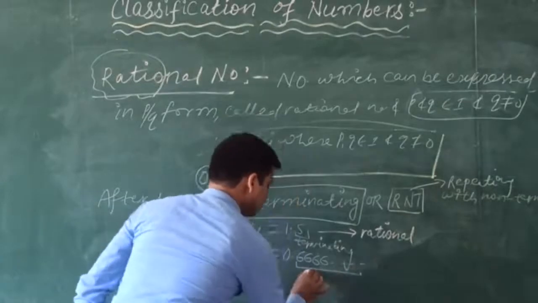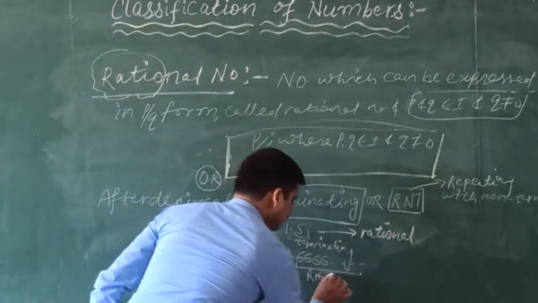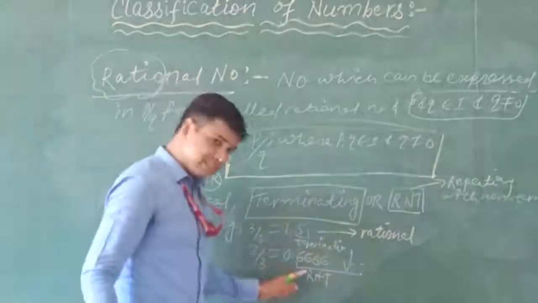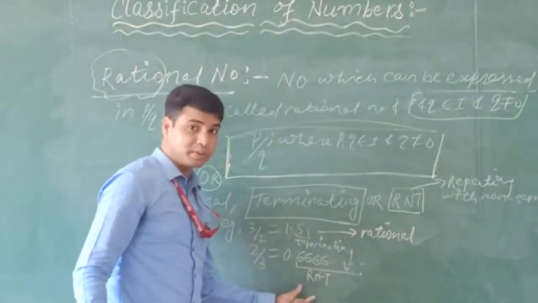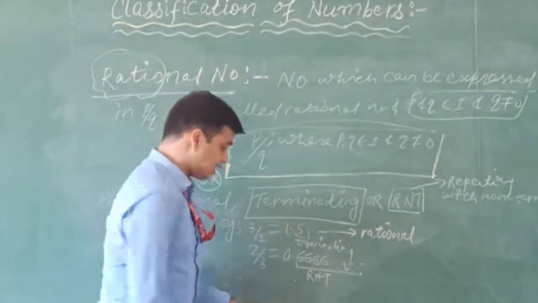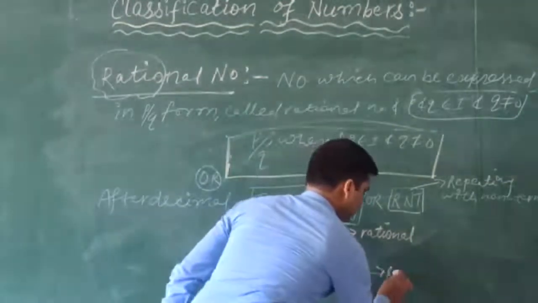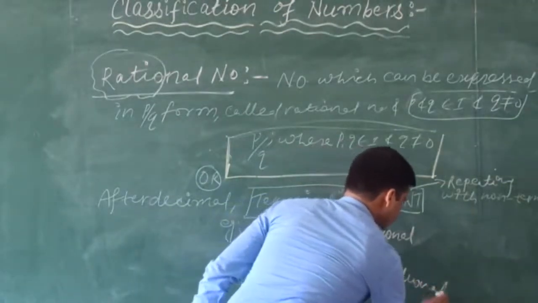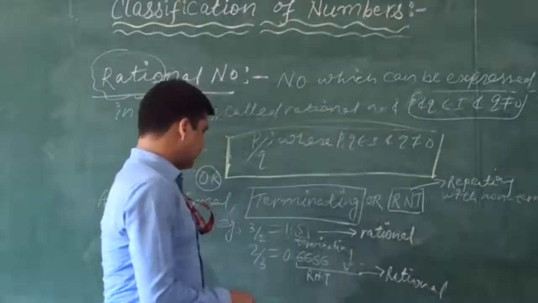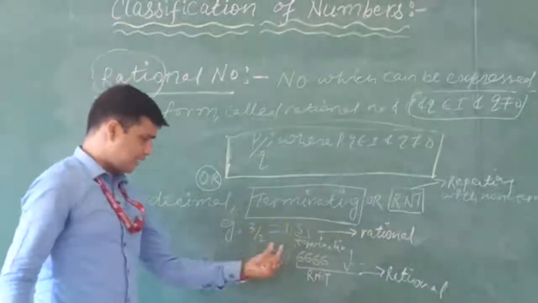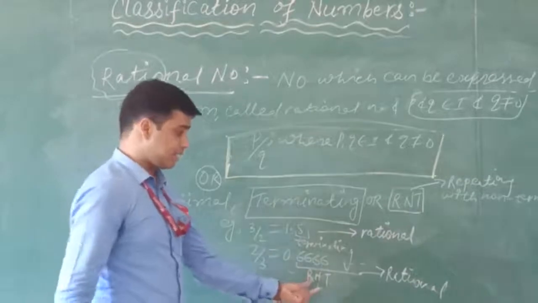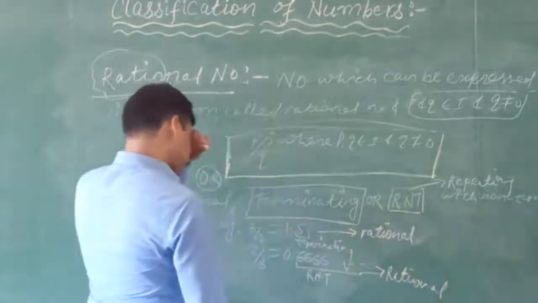Okay, so we can say this is RNT, meaning repeating with non-terminating. See this now, this 66 is repeating and it is not going to terminate here. So repeating with non-terminating, RNT, we can say this is also rational. I hope you are getting this. After decimal, if a number is terminating or repeating with non-terminating, then it is called a rational number. Now we are going to start irrational numbers.